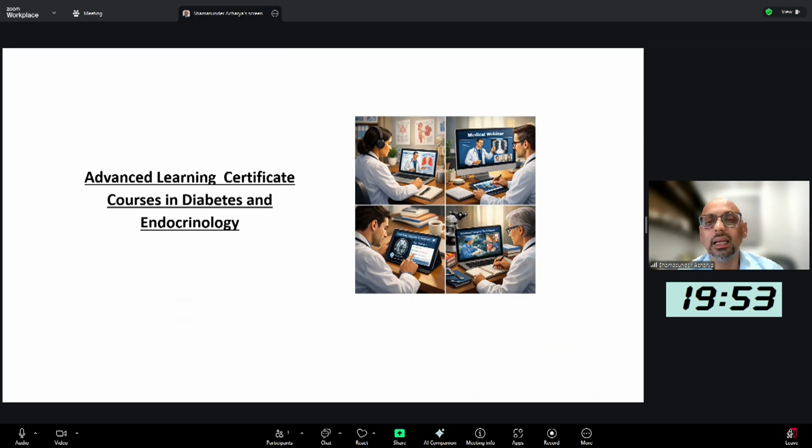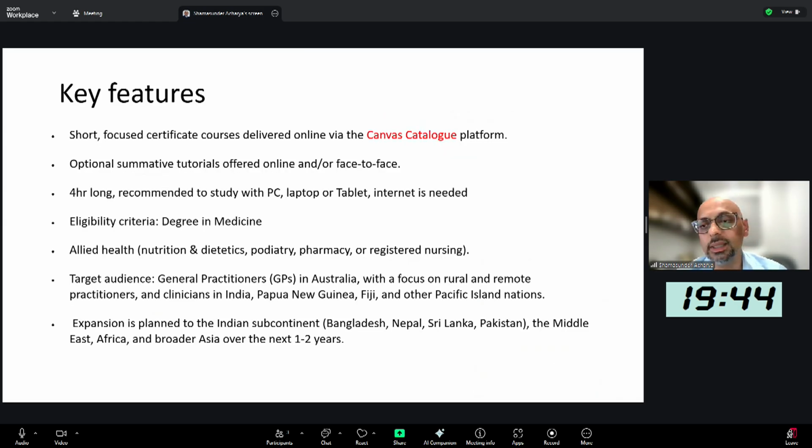And therefore, with the combined expertise, we have come up with these advanced learning certificate courses in diabetes and endocrinology from Newcastle University. These are short, focused certificate courses delivered through something called the Canvas Catalog platform. Once the candidate registers, they will get online access, and at your own time, preferably through a PC or a laptop or a tablet, you can access these courses. There would be optional summative tutorials, online tutorials, or maybe face-to-face once or twice a year as well in addition.